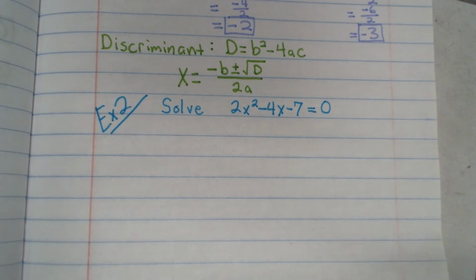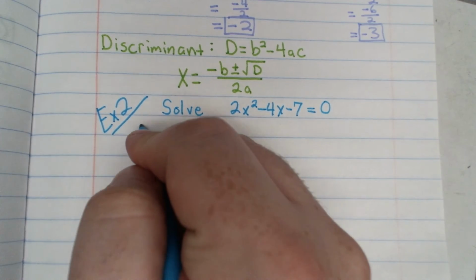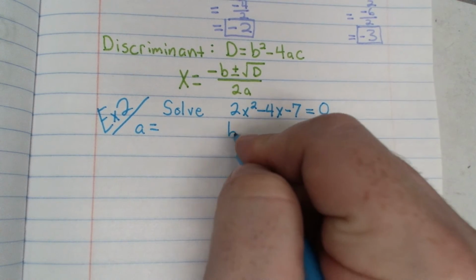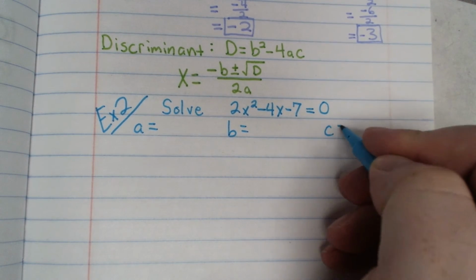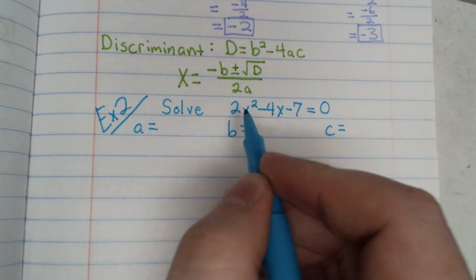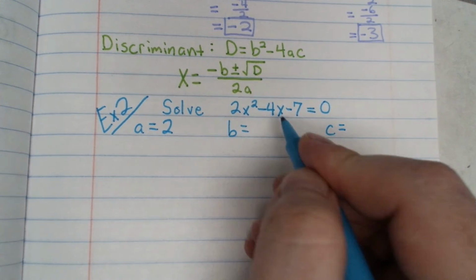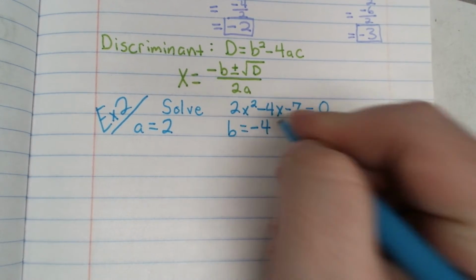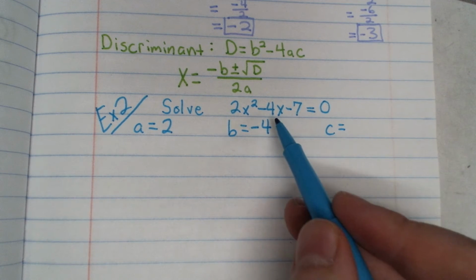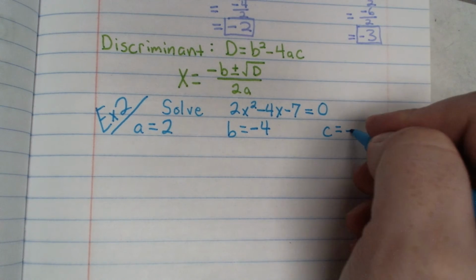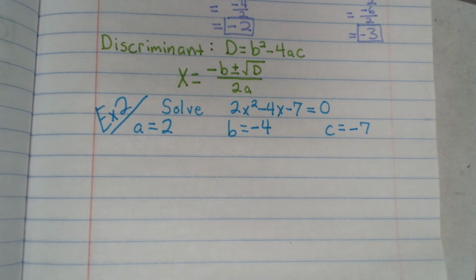So we could try that here in our second example by finding the discriminant first and seeing if we can simplify that. So here again, we want to identify a, b, and c. We know a is 2 because that's the coefficient of x squared. B is -4. Make sure you get your signs right there because it's the coefficient of x. And c is -7. Again, get your signs correct.